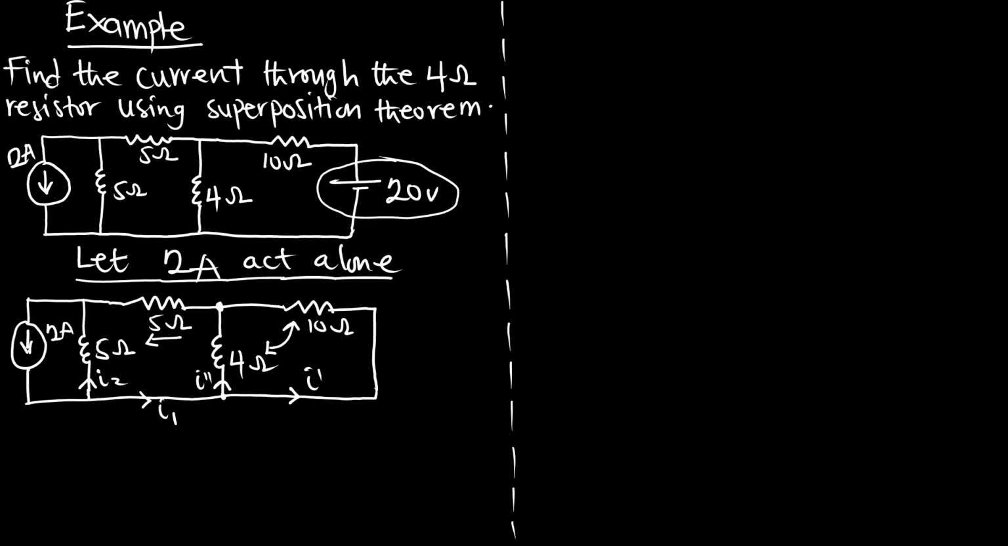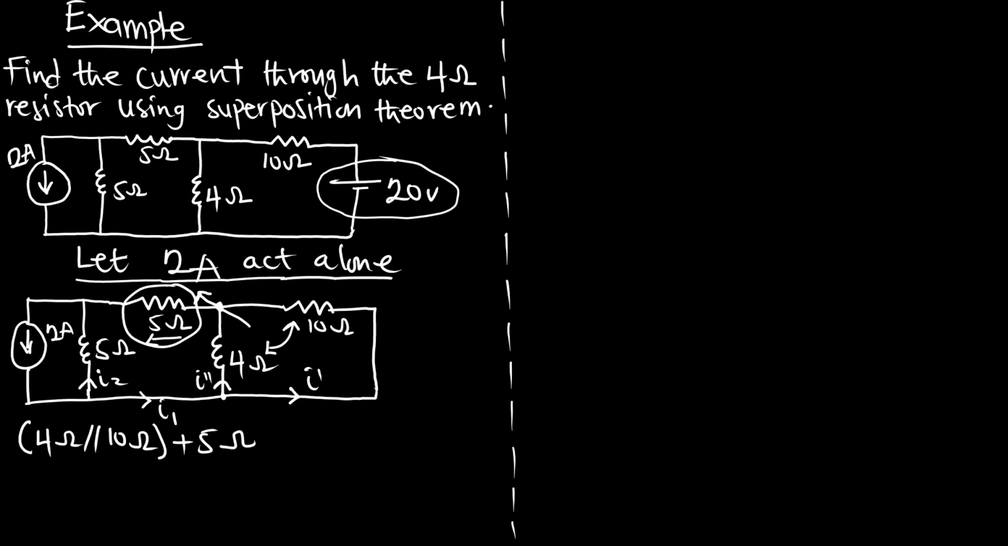We now know that the 4 ohm is parallel to the 10 ohm and their effect is also going to be in series with this 5 ohm resistor. So this is what we mean. The 4 ohm resistor is parallel to the 10 ohm resistor and their effect is going to be in series with the 5 ohm resistor, this 5 ohm resistor.